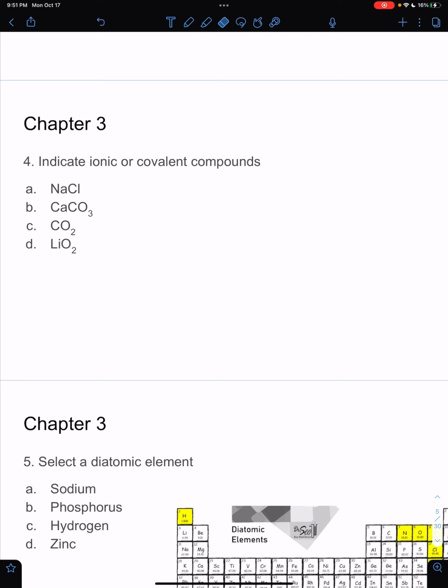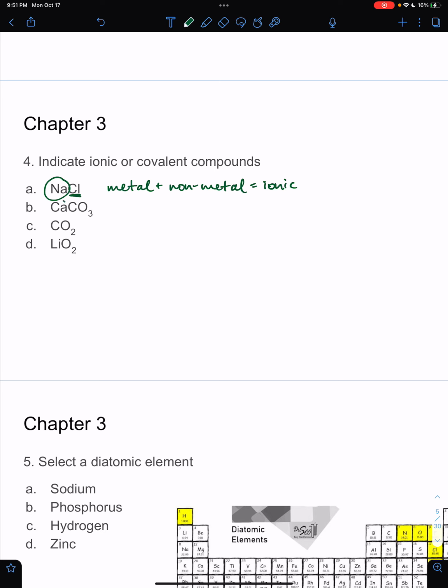Okay, so this one, we have a metal. This is just based on the periodic table positions. We know that sodium is on the left side of the periodic table, so that's a metal bonded with a non-metal. So metal plus non-metal equals ionic bond. So this one is ionic.